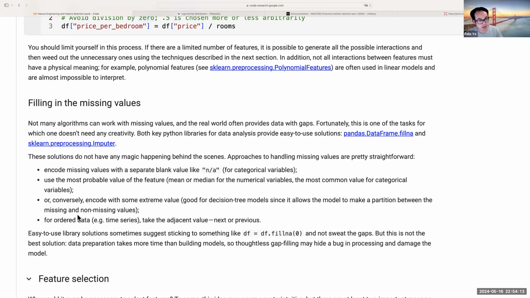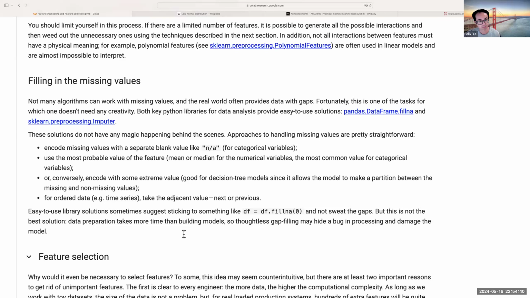And also, if we are working with time series, where the data is ordered, what we can do is take the adjacent values. That means either the next data point or the previous data point. So this is something that should work out for time series.